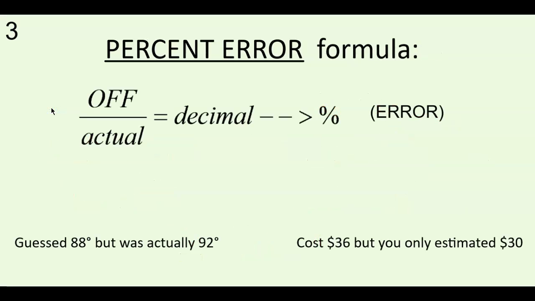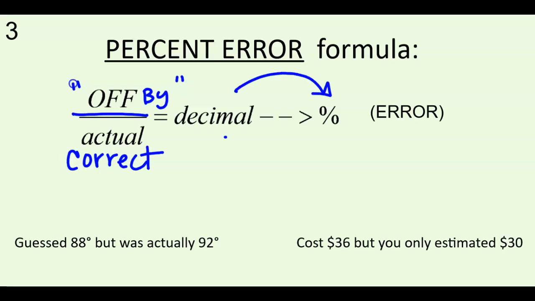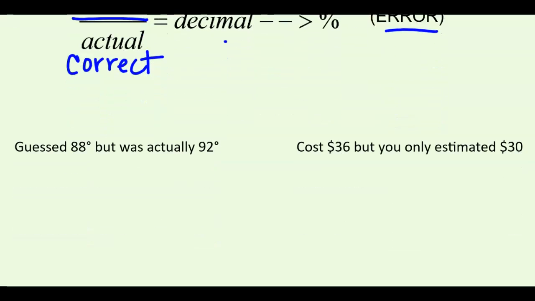Okay, so the formula for this is how much were you off by? Okay, but I usually just shorten that to say off. And you're going to divide it by the actual or the correct answer or the correct number, right? When you divide that into your calculator, you get a decimal, and then you're going to need to turn that decimal into a percent and label it as percent error. Okay, so there's two examples we'll try here.